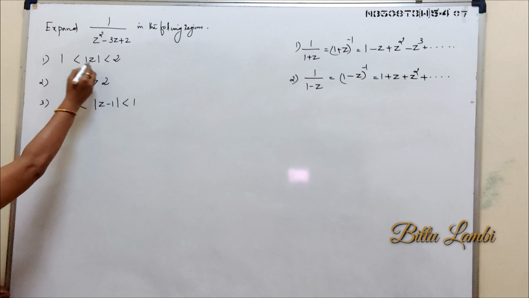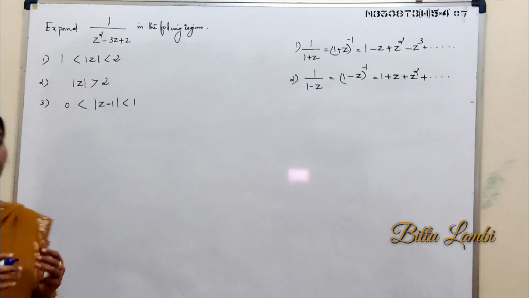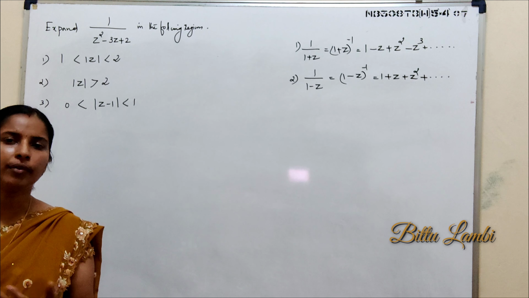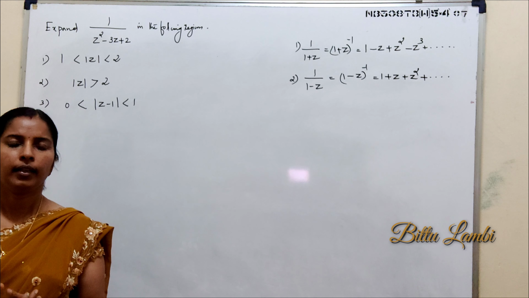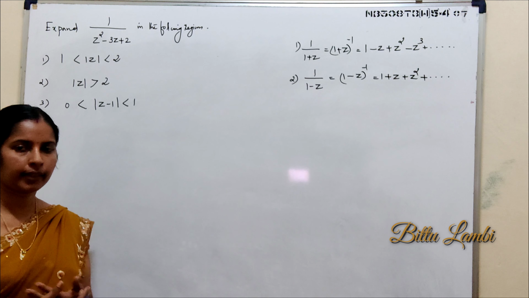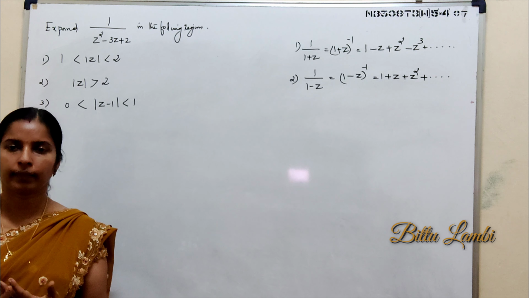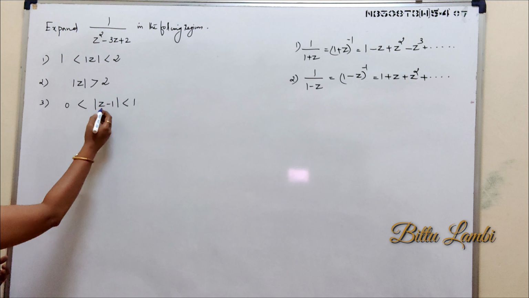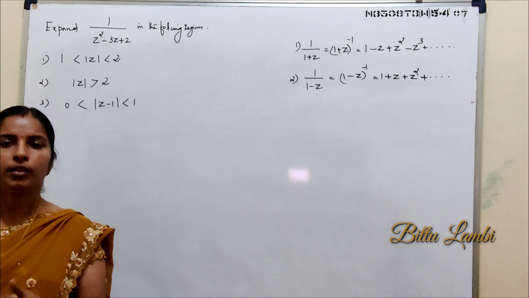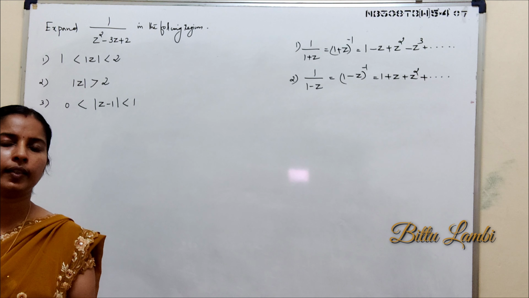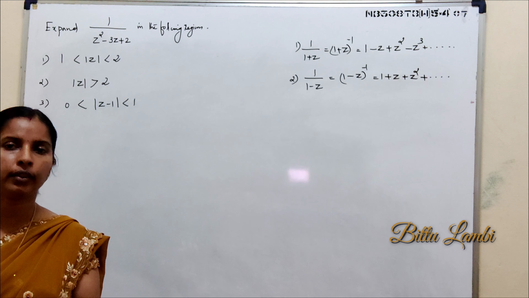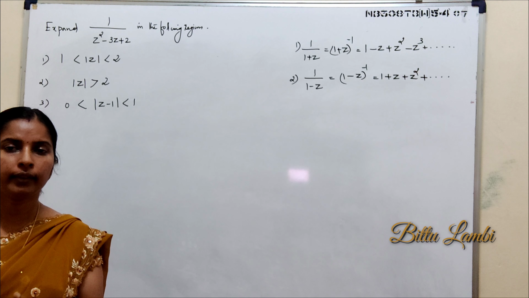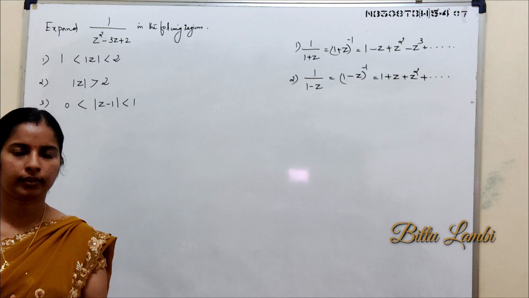Here it is mod z. So you have to express the given function in the form of an infinite series containing positive and negative powers of z. Same thing in the second region, that there also is mod z. In the third region, you can see it is mod z minus 1. So you have to express the given function in the form of an infinite series containing positive and negative powers of z minus 1. Here z minus 1 is very important.